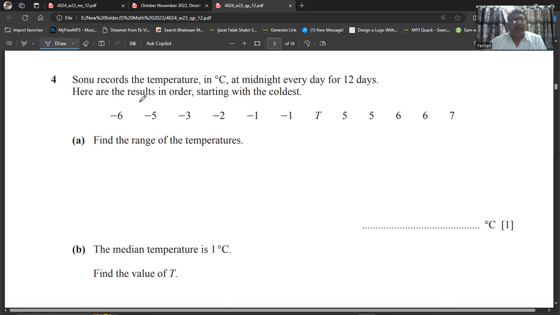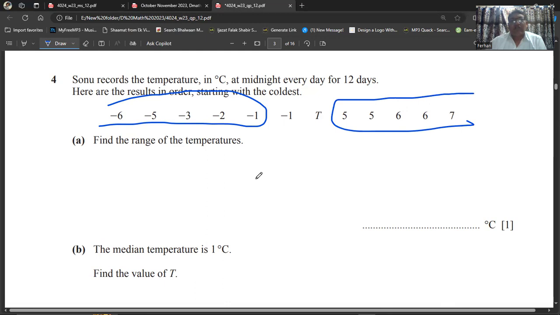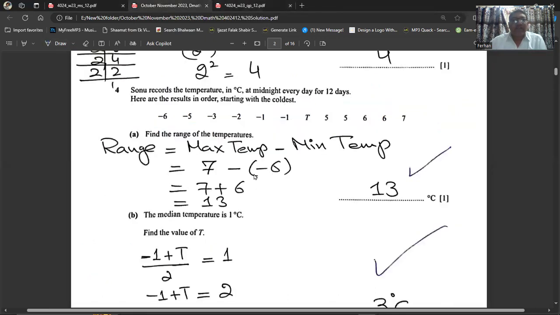You see how many temperatures are there? 1, 2, 3, 4, 5, 6, 7, 8, 9, 10, 11, 12. So 1, 2, 3, 4, and 5 are separate, and 1, 2, 3, 4, and 5 are separate. So here you have a total of 12 numbers, and out of those 12 numbers, in the middle there will be 2 numbers. I will find out the average of these 2 numbers and make it equal to 1, because they said the median is 1. So from there I can find the value of T.